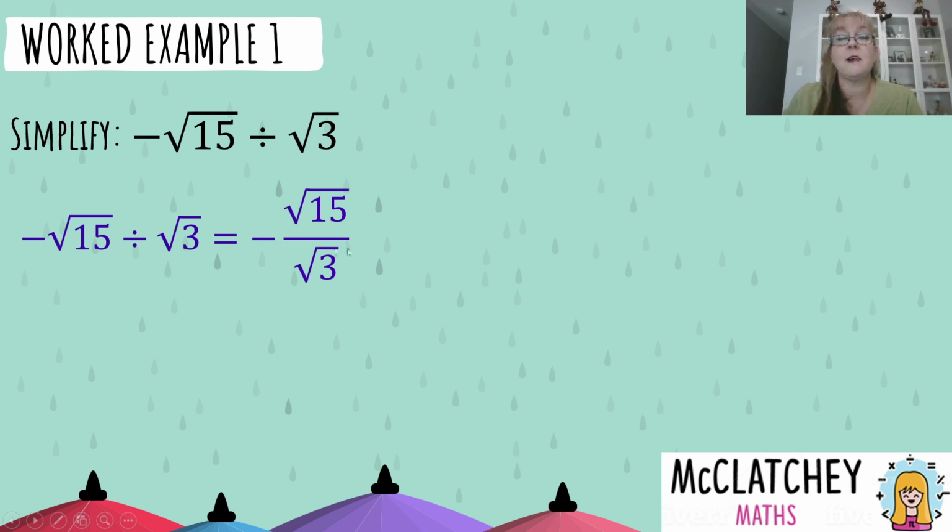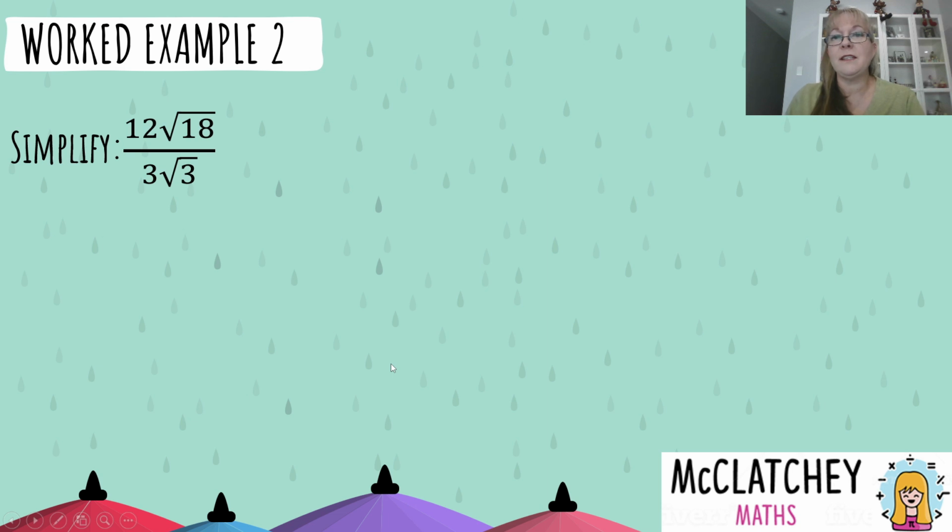It just sits outside. Now our next step is to rewrite this as one big square root sign. There it is, it's ginormous. The negative's still sitting out the front. And then we've now got 15 divided by 3. 15 divided by 3 is 5, so it becomes negative root 5. So we've simplified that quite well.